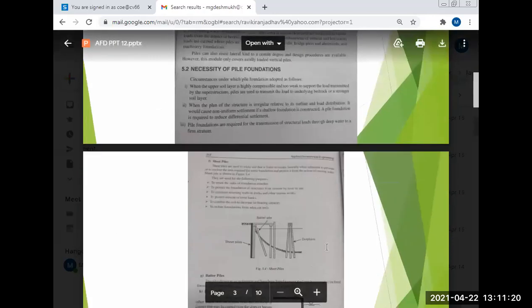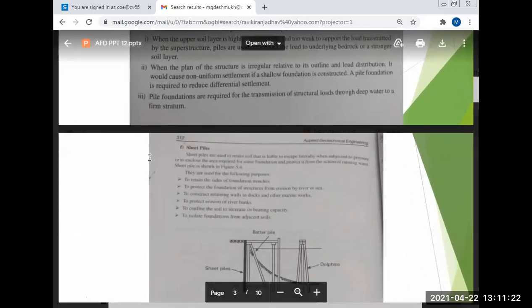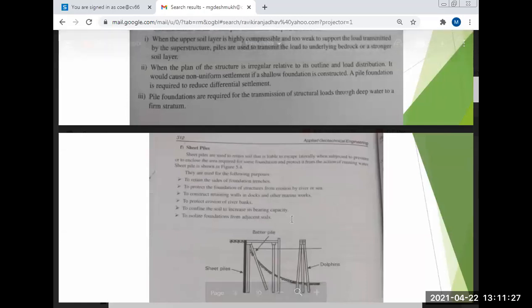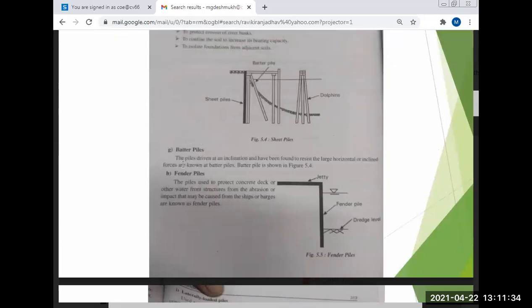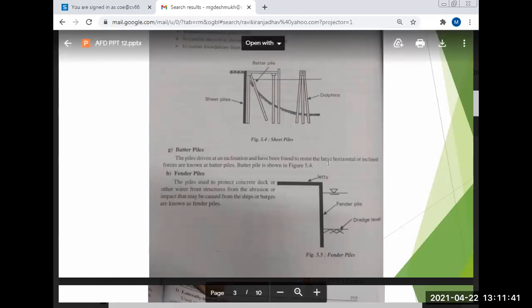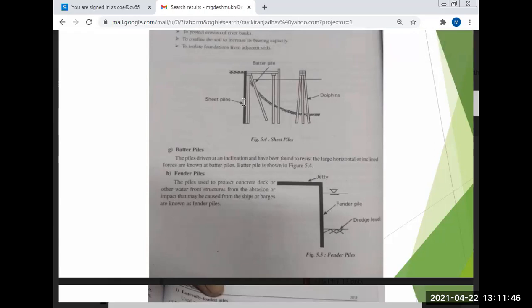Then I told you about sheet piles. These are just like a retaining wall, constructed to hold the water, running water. Then we studied batter piles. This is a question commonly asked in the examination. The inclined piles, which take horizontal as well as inclined loads, are known as batter piles. Remember, batter piles are the piles which take inclined load as well as horizontal loads.